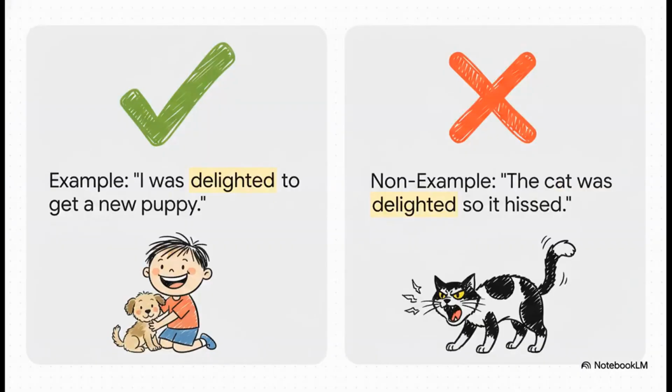And this is where this document becomes a total game changer. It gives you these crystal clear examples and non-examples. So on the left, you see a student correctly using delighted in a sentence about getting a puppy. Perfect. But on the right, you see a really common misconception, where a student thinks delighted just means any strong emotion, even a negative one. This insight is pure gold, because it lets us anticipate those common errors before they even happen.